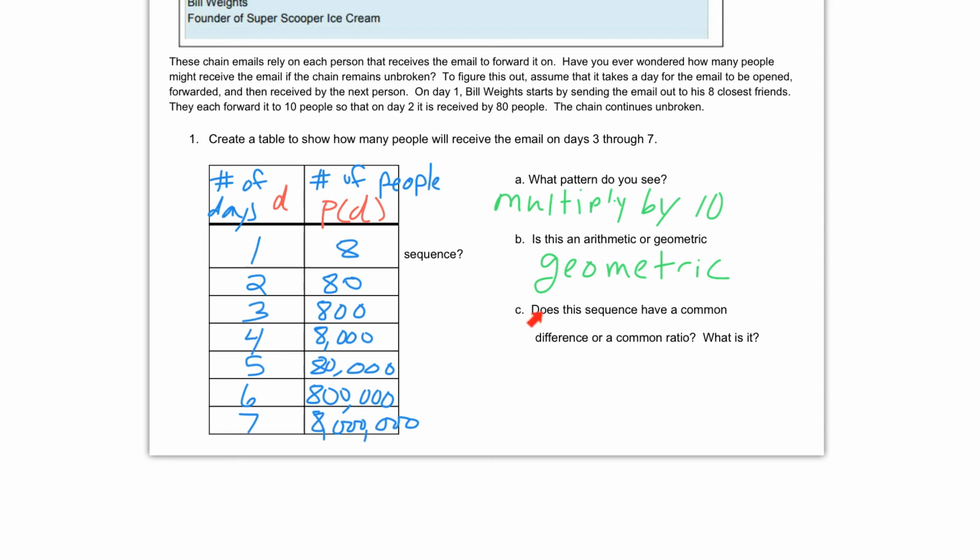And then letter C says, does this sequence have a common difference or a common ratio, and what is it? Geometric sequences have a common ratio. So here we can say common ratio. And that common ratio is the number that we multiply by each time, and in this case, the common ratio is 10.